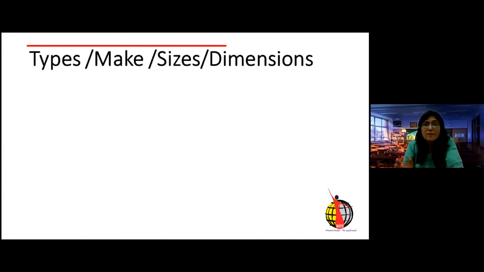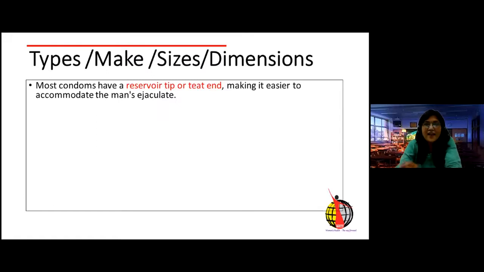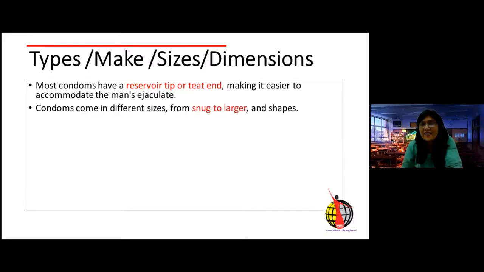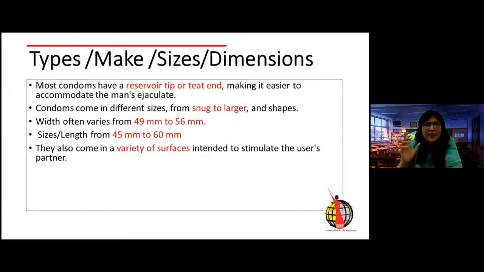What are the types? What is the make? What are the sizes? And what are the dimensions of the condom? Basically, most condoms will have a reservoir tip or a teat end to make it easier to accommodate the ejaculate. Various sizes are there, and we call it snug fit or large fit depending on the size of the phallus, and it is usually from experience that the person will know which size will fit. If it is too tight, then there is a chance of breakage. Various widths are available from 49 millimeters to 56 millimeters, and lengths from 45 to 60 millimeters. So basically, when you are reading something, just look at the highlights, what to remember.